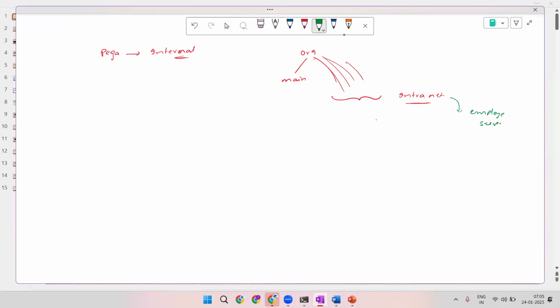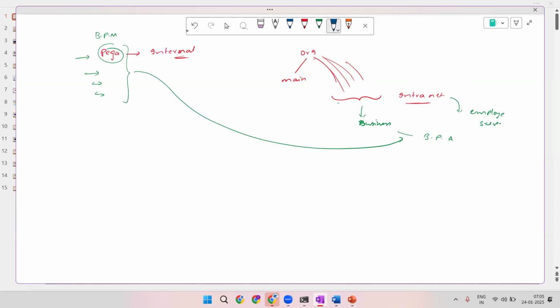Okay, so these intranet applications are to improve their business. So these are called business processing applications also. And any of such BPM tool under BPM category, you are having n number of tools today. So any of such tools which are meant for improving their business processing applications, those are called BPM. So finally, we concluded Pega is one BPM tool where we'll be concentrating only on internal applications.